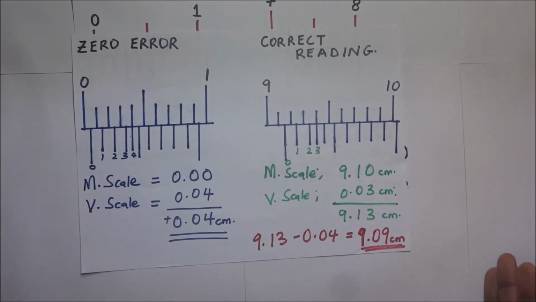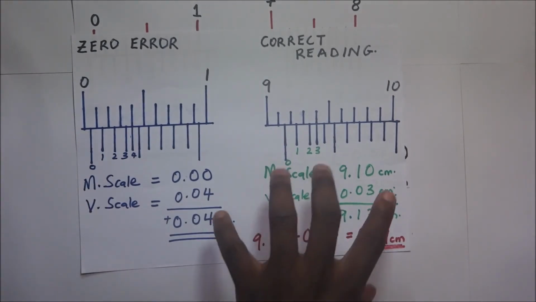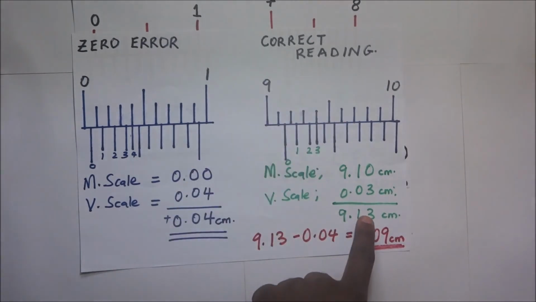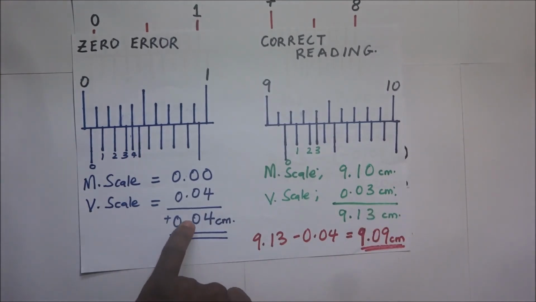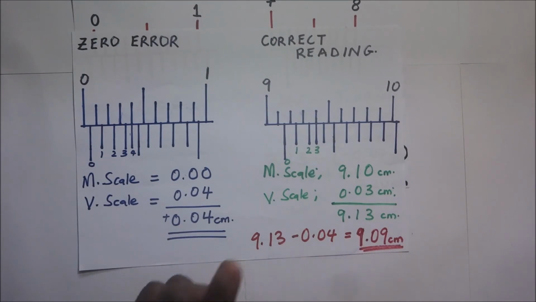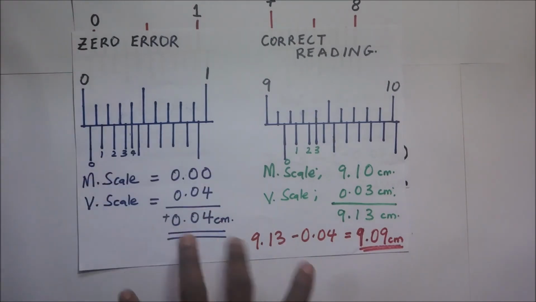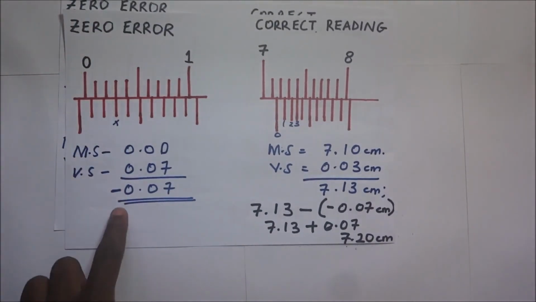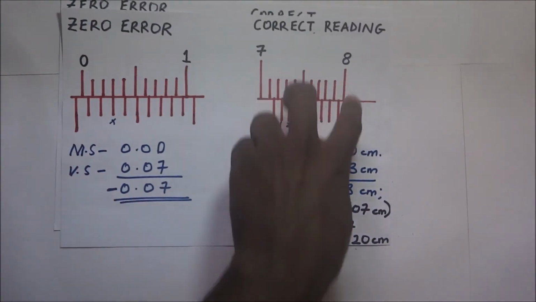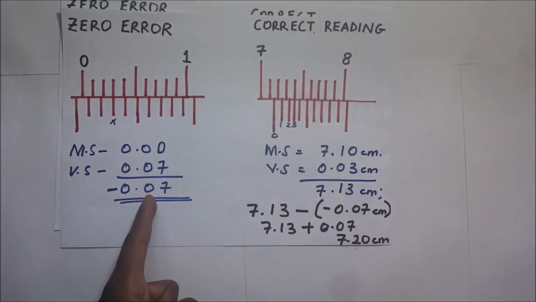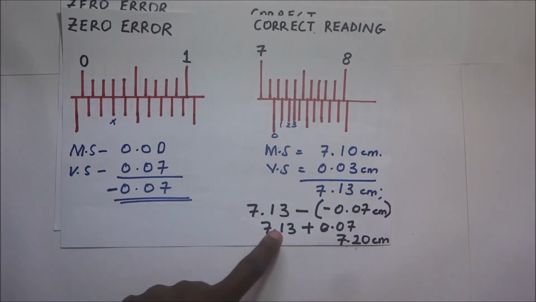In a nutshell, when we are taking our readings and the vernier calipers we were using had a positive zero error, when we get our final reading, all we have to do to that positive zero error is to subtract it off from the reading, and this is what we did here. But if the zero error is a negative one, we do the reverse. And by doing the reverse, I mean that if we're having a negative zero error, when we get our final reading, we simply just have to add the zero error, and that is what is being done here.